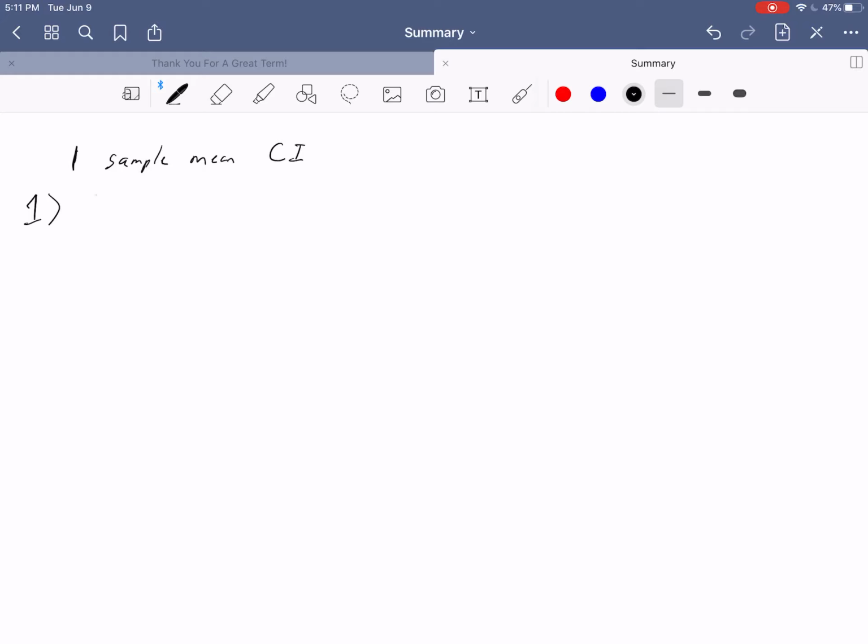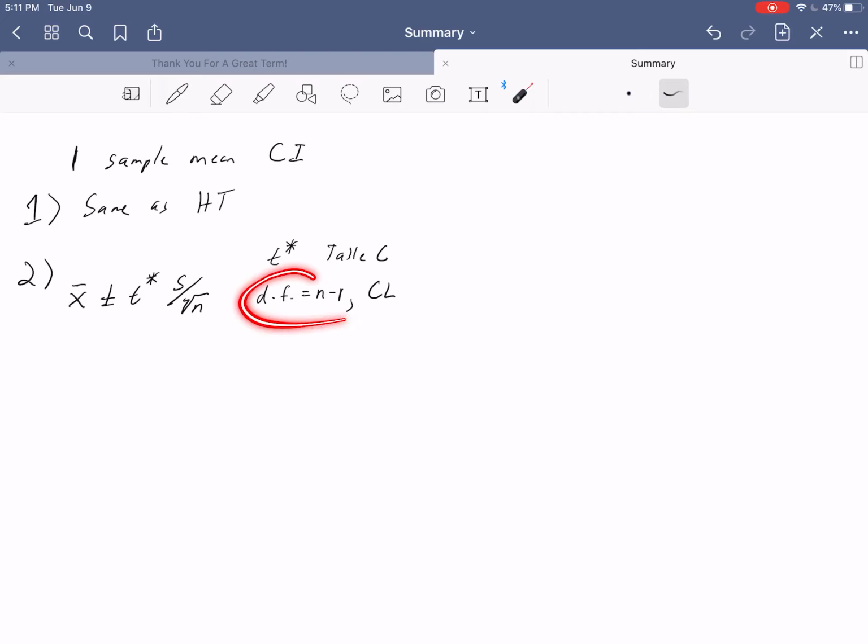The conditions are the same as the hypothesis test. So the same conditions for the one sample mean hypothesis test apply to the one sample mean confidence interval. The actual construction then is x bar plus or minus t star s over root n. And remember that t star is going to come from table C, degrees of freedom equal n minus 1. So you intersect that confidence level and your n minus 1, and that'll give you your t star then.